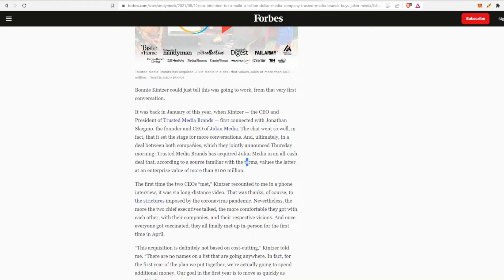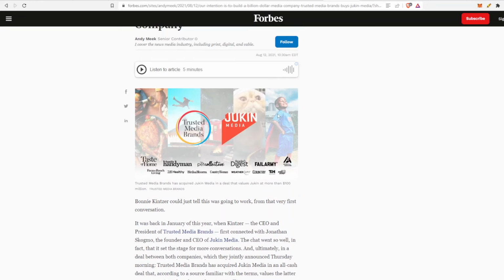The two companies got together, and ultimately a deal between both companies was jointly announced, where Trusted Media Brands acquired Jukin Media in an all-cash deal. So that is exactly what happened. I guess the deal between Jukin Media and Theta was already ongoing, and Trusted Media Brands, which I'm very happy about, continued the ongoing relationship between the two different companies.